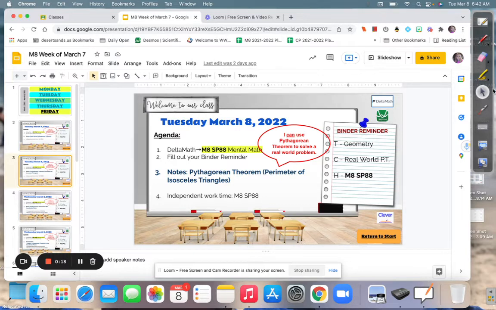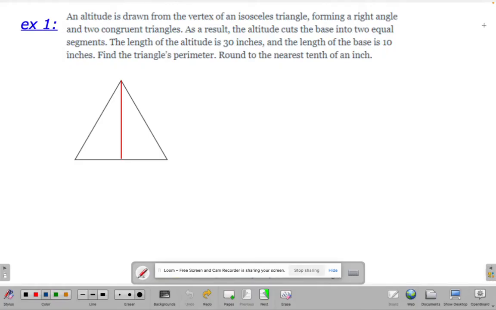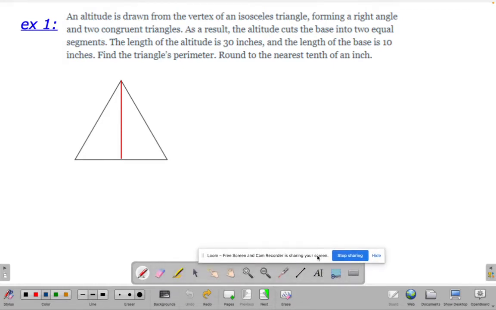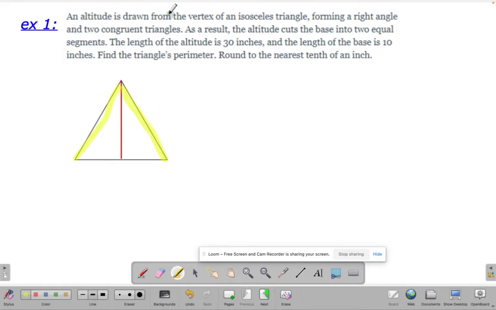So today we're going to be talking about using the Pythagorean theorem to find a side of a triangle, and then from there find the perimeter. So an altitude is drawn from the vertex of an isosceles triangle. There's lots of vocabulary words for us there. First thing is an isosceles triangle means you have two sides that are matching.